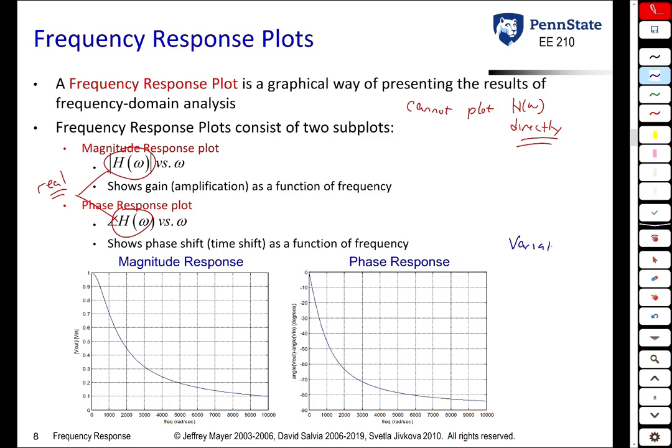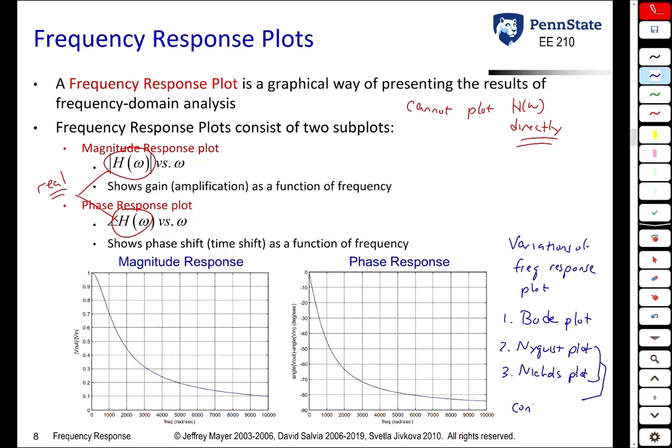There are different variations of the frequency response plot depending upon what you're looking for. One, which we're going to talk about in this course, is called a Bode plot. It's a slight variation of the standard plots shown here. There's also something called a Nyquist plot, and a third plot called a Nichols plot. Both of these show up in more advanced electrical engineering courses dealing with control theory. So we will not look at the Nyquist plot or the Nichols plot in this course.